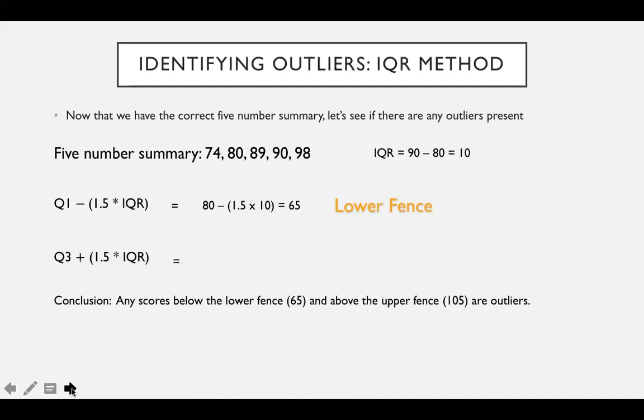But any scores below the lower fence of 65 and above the upper fence of 105 would be considered outliers. So if they got more data and they got a score of 110, that would be considered an outlier. Or if they got a score of 55, that would be considered an outlier as well. So are there outliers present? No.